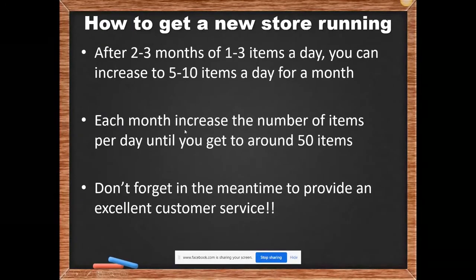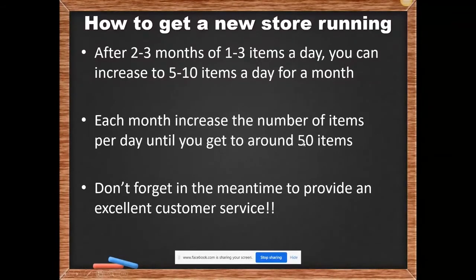Now, each month, you increase the number of items per day until you get to around 50 items. Don't forget, guys, that this strategy applies to the non-API users among you. Because, again, let's remind ourselves, what is a non-API store? This, in eBay's eyes, is supposed to be a manual store, so eBay doesn't expect us to upload 100 items a day. So 50 is more than enough.